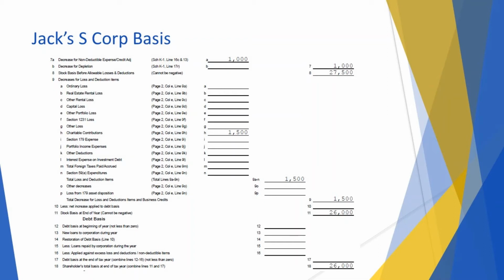Jack may or may not make a distribution of up to $26,000. Any amount not distributed will be rolled into retained earnings. Retained earnings is money previously taxed but not yet distributed. This amount can be distributed at any time in the present year or a future year.